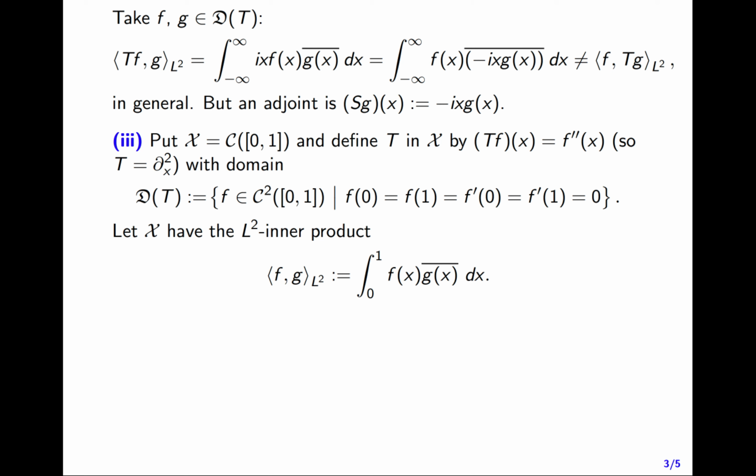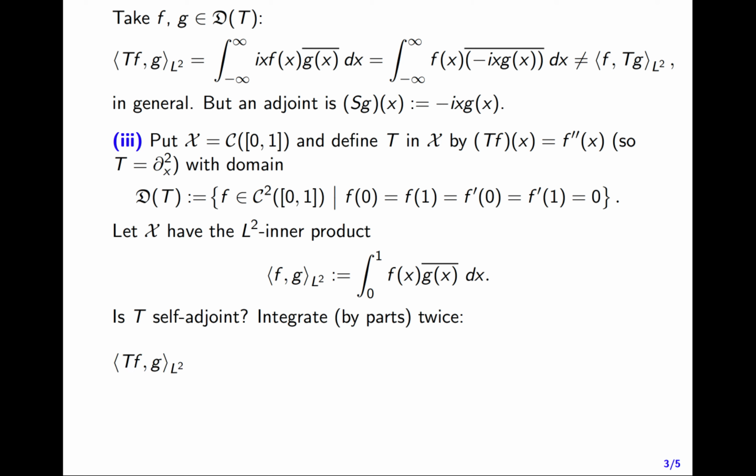And we'll let X have the L2 inner product. The inner product of f and g will be the integral from 0 to 1 of f(x) times the conjugate of g(x). So this is one of the many guises of the L2 inner product, now on the closed bounded interval 0 to 1 instead of the whole real line as above. And we'll ask ourselves, is T self-adjoint? So let's integrate by parts twice.